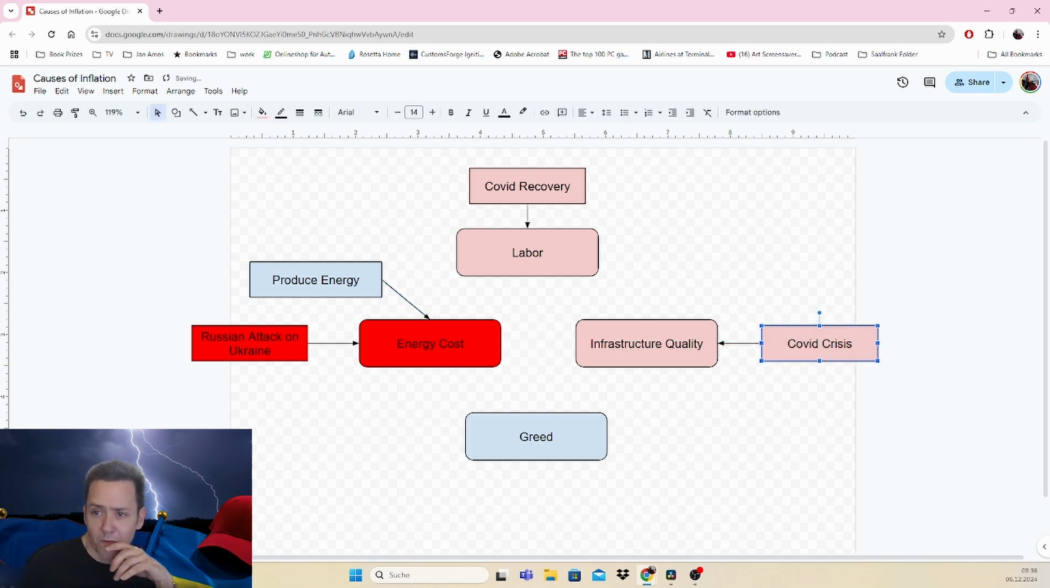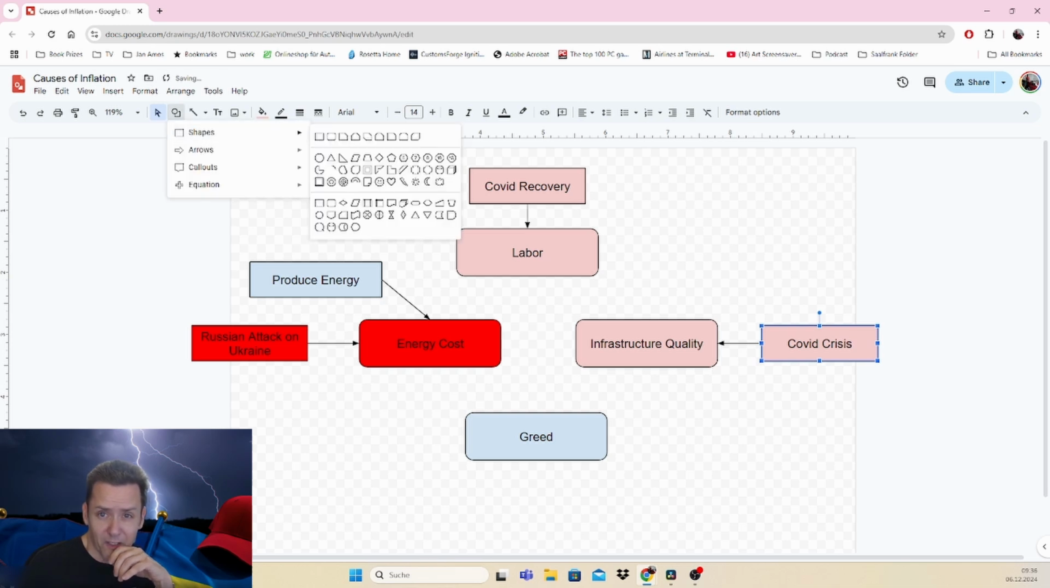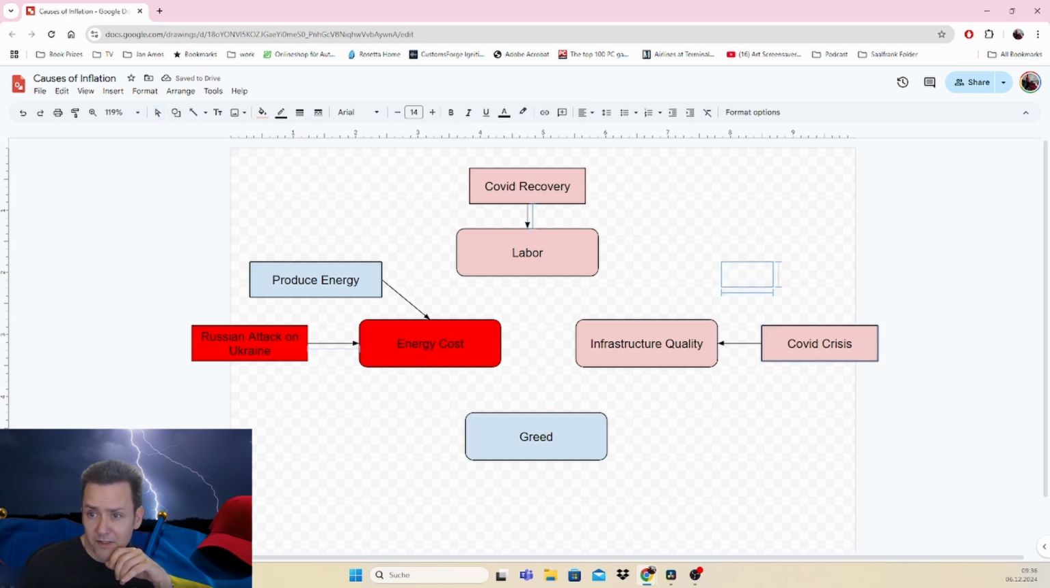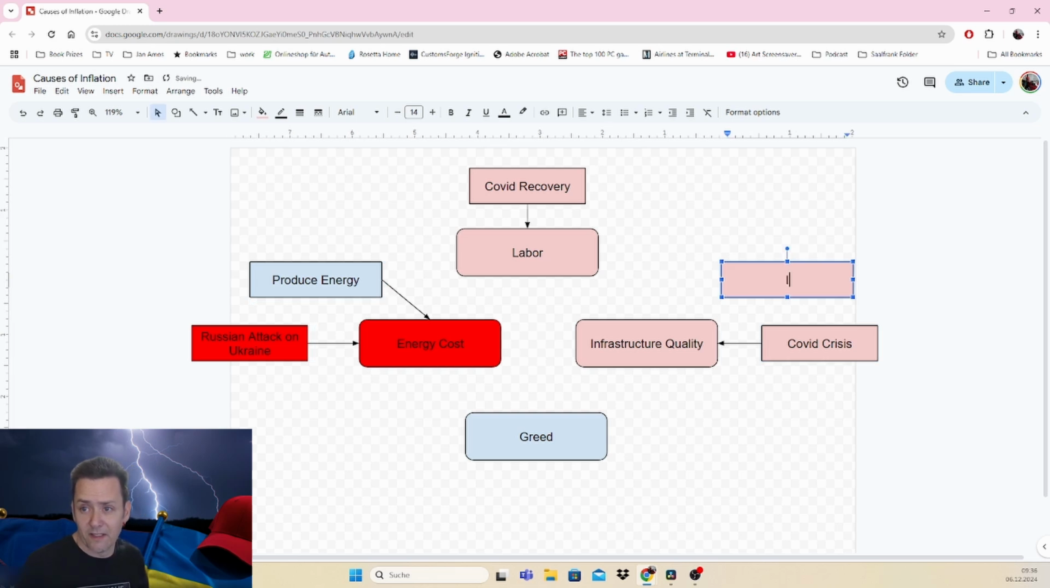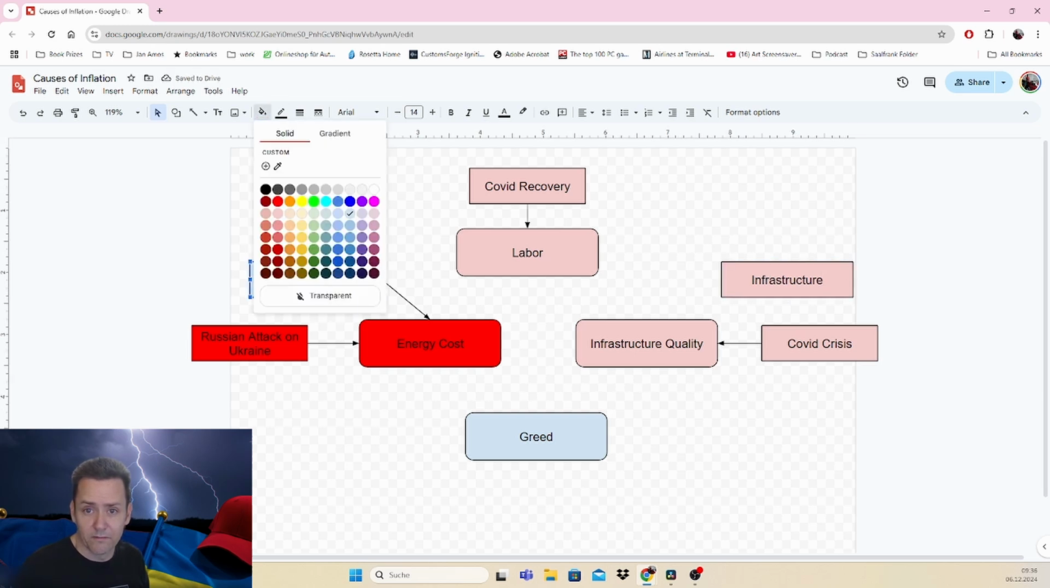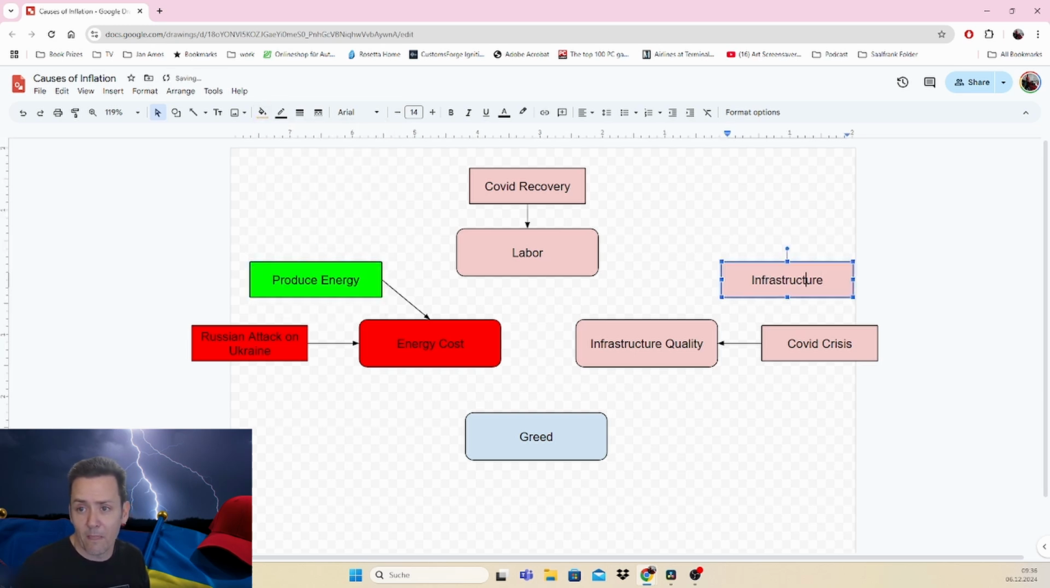On the infrastructure quality, this one is a double-edged sword, right? Because the infrastructure bill that Biden passed is kind of, I'm going to put this one sort of in a gray area. So this one is definitely green. I mean, Biden did what he could. I see no concerns.